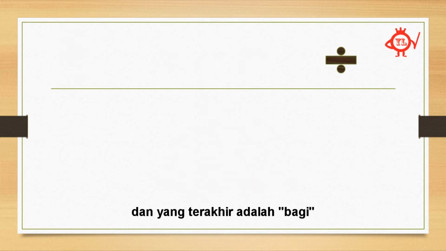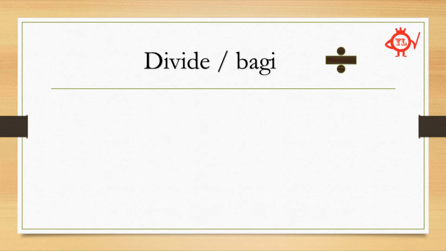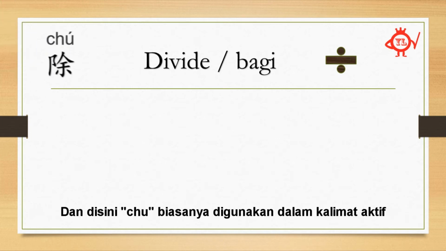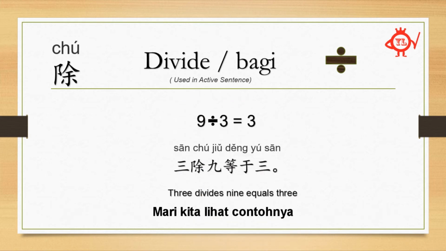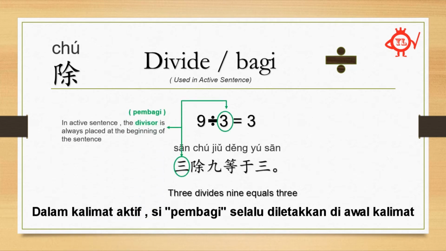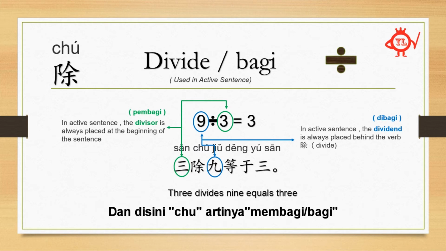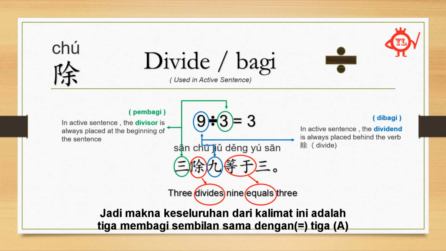And the last is divide. So in Chinese we call divide 除. And here 除 is usually used in an active sentence. Let's look at the example. 3除9等于3. In an active sentence, the divisor is always placed at the beginning of the sentence, whereas the dividend is always placed behind the verb 除, divide. So here 除 means divide, 等于 means equals. So this sentence entirely means 3 divides 9 equals 3.